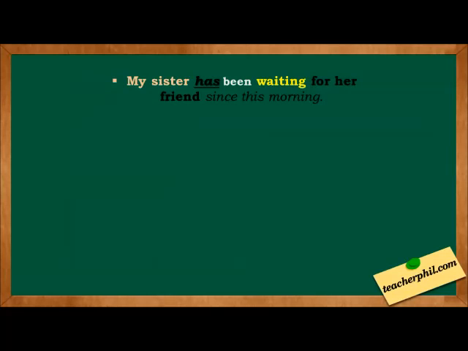Examples: my sister has been waiting for her friend since this morning. My sister is the subject plus has plus been plus waiting, which is the verb in present progressive. Let's try to break the sentence down. Here's the present and the past. Since present progressive is an action which started in the past and continues till now, then the duration of action is like this. This sentence means that my sister has started to wait for her friend since this morning. The action is still happening now.